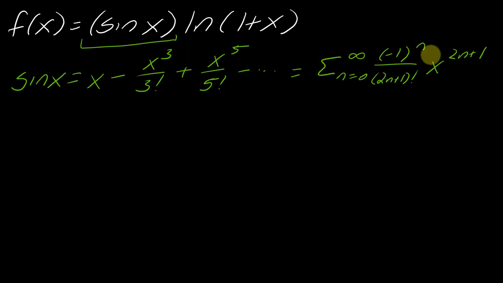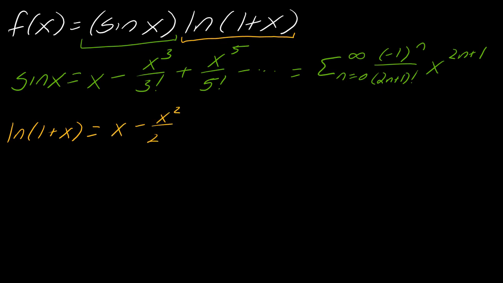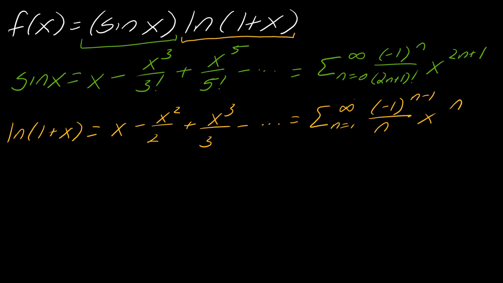Okay, the other series that I have is natural log of 1 plus x. This is x minus x squared over 2 plus x cubed over 3, and so on and so forth. This one I can write as negative 1 to the n minus 1 over n times x to the n.